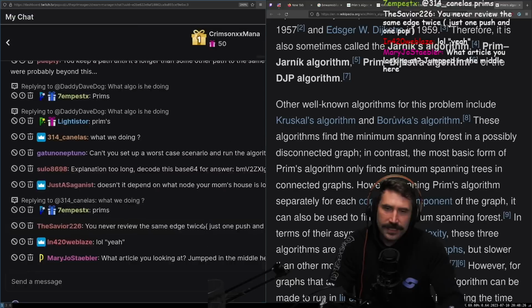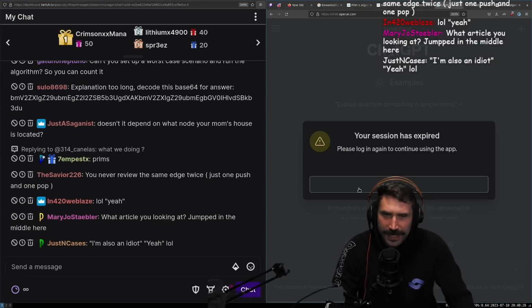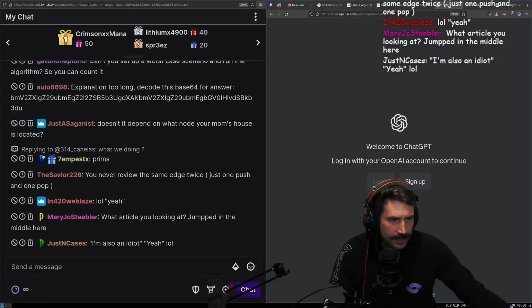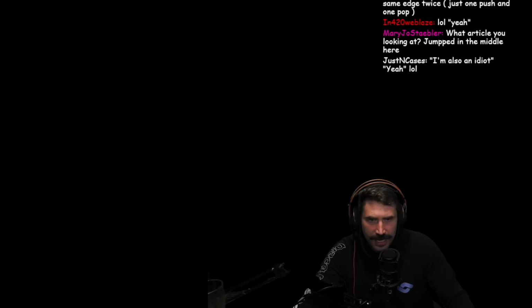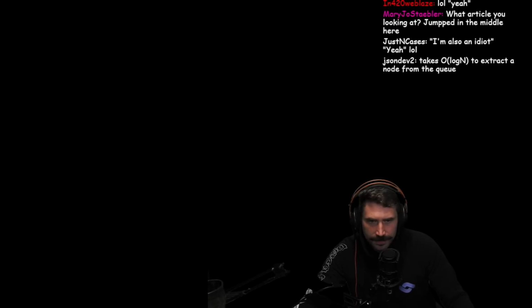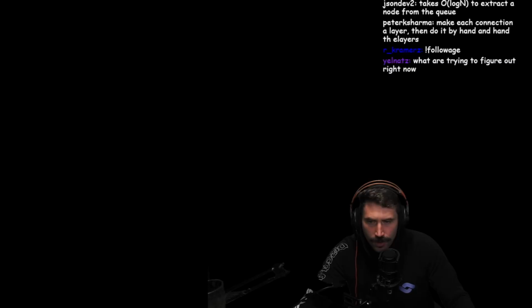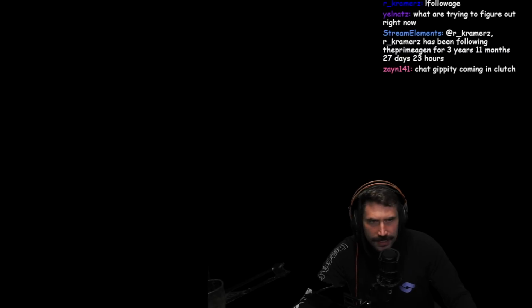All right, let's ask ChatGPT, because obviously I'm too stupid. I'm not seeing it. I'm clearly not seeing the very obvious thing right here. I must be the dummy. It does take log V to extract a node from the queue. Is it a node from the queue? It's not a node from the queue.